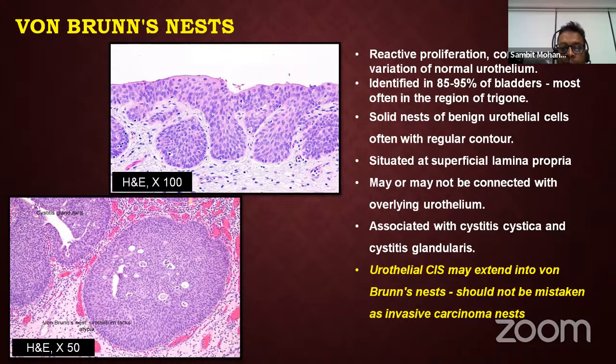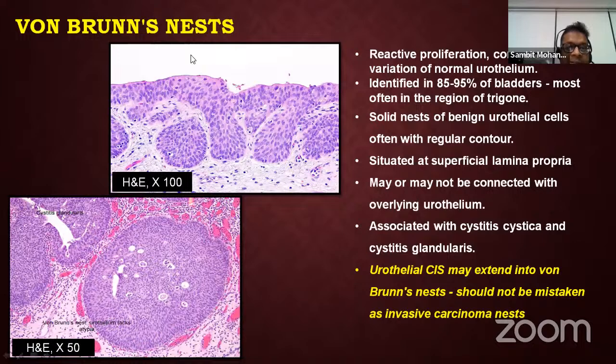It is situated in the superficial lamina propria, and may or may not be connected to the urothelium. And they usually have holes within, which is called cystitis cystica. If they're bigger, it becomes cystitis cystica glandularis. If they undergo intestinal metaplasia, that becomes cystitis glandularis, intestinal type.